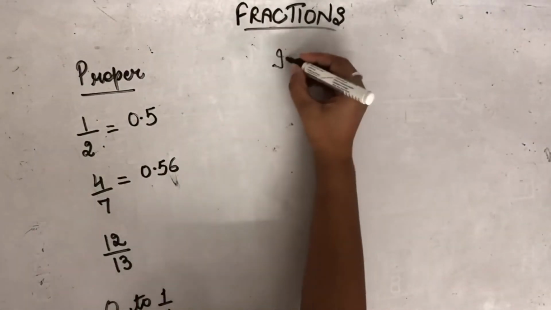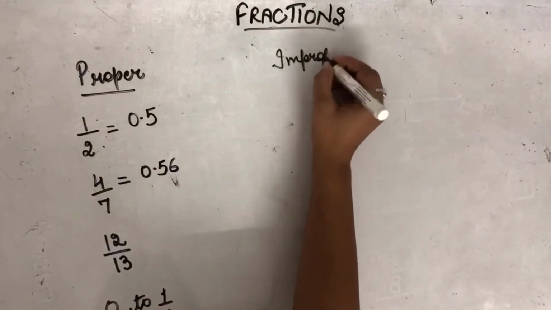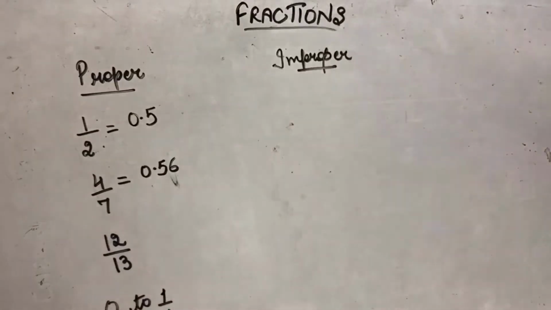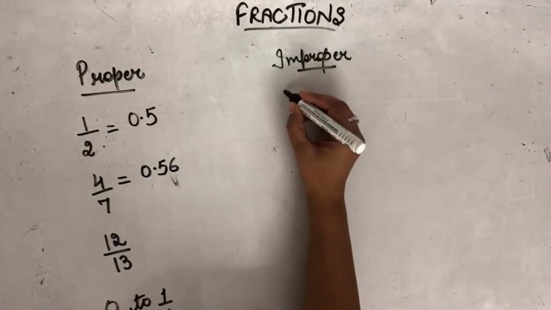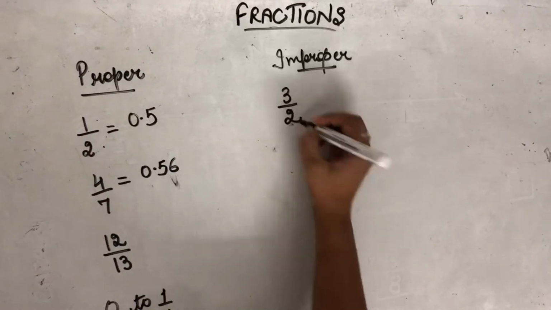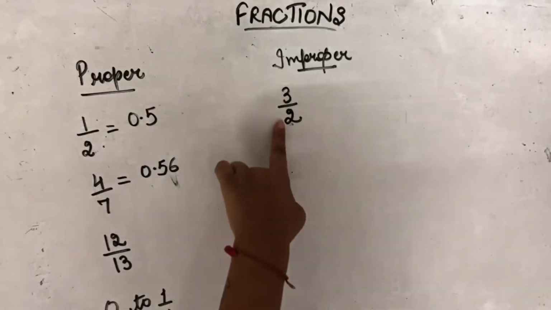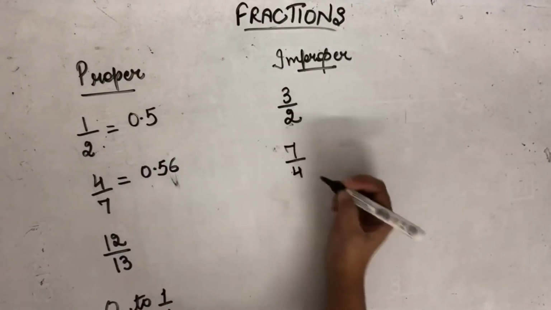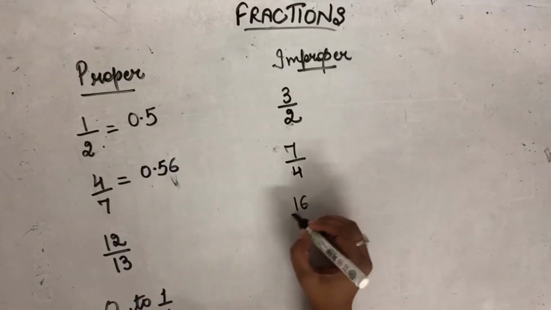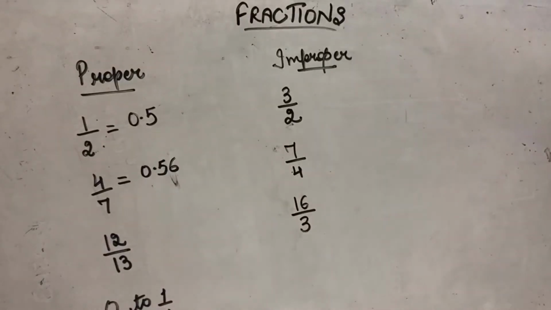Next is improper fraction. Improper fraction is that fraction in which numerator is greater than the denominator, like 3 by 2, or 7 by 4, or 16 by 3. In all these fractions, numerator is greater than the denominator.